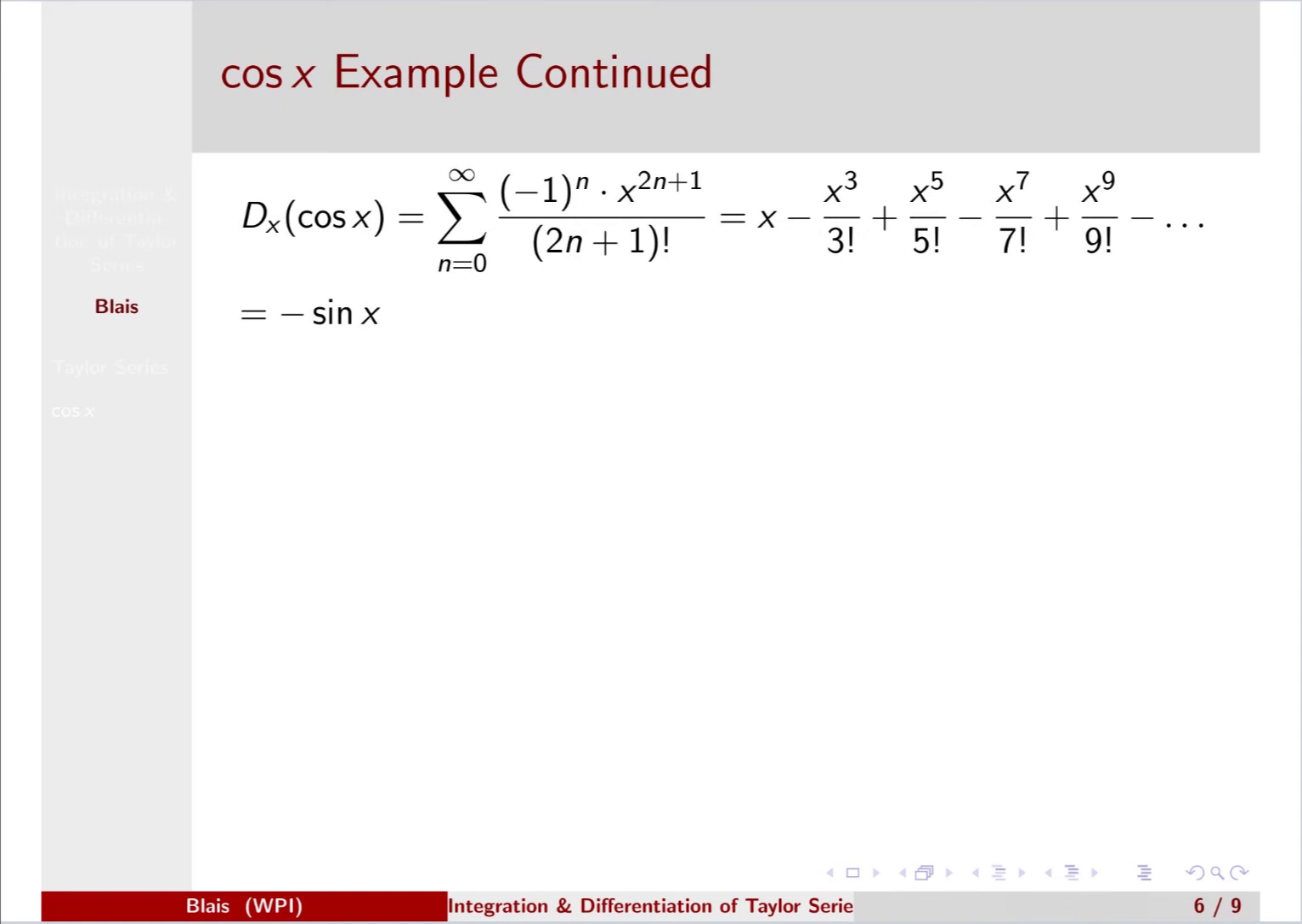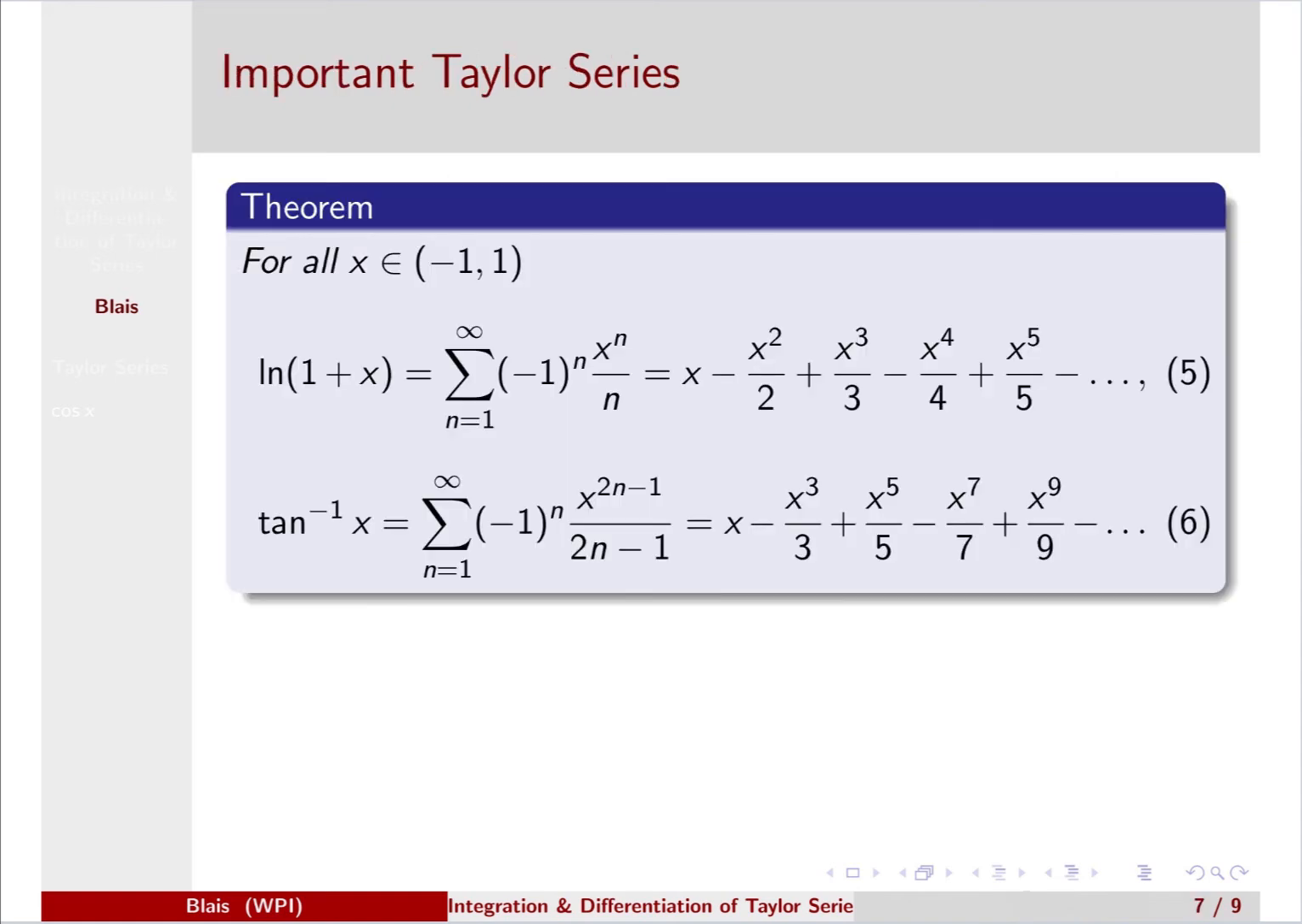Let's look at another example, but first, let's introduce a couple other important Taylor series that come up a lot. So for these Taylor series, for all x in the open interval (-1, 1), we have natural log of 1 plus x is equal to this series here. So the alternating series of x to the n over n. And arctan of x is an alternating series of x to the 2n minus 1 over 2n minus 1.